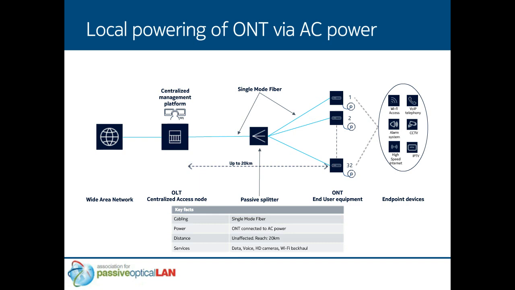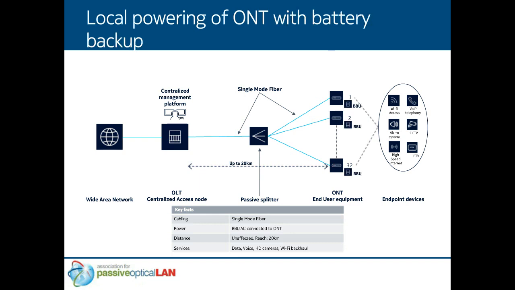Another option of local powering of ONT is with a battery backup. So the Passive Optical LAN network configuration is the same as on the previous slide, but in this case, the ONTs are equipped with a battery backup to prevent network connectivity losses during a power outage. Now, the backup time is typically between 30 minutes and 120 minutes, so enough time to allow maintenance staff to detect the power outage and to switch to a standby power generator system.